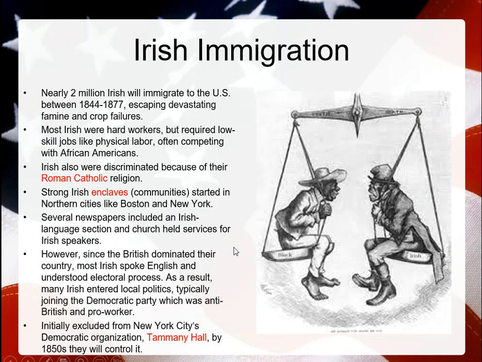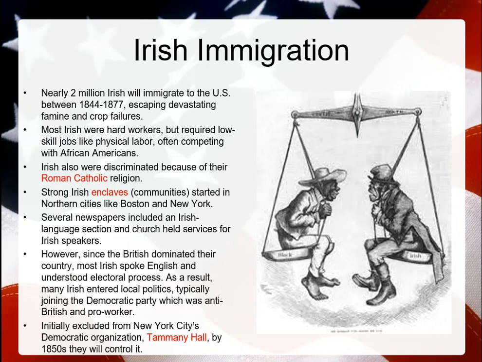All right, so we got a few things happening here. We got Irish who are immigrating to America. You got nearly 2 million Irish who are going to immigrate to the U.S. between 1844 and 1877. And they're going to do that because they're going to try to escape some pretty bad things. Ireland's an island, and you have some plagues that are hitting, some famines in that region, and people are looking for new opportunities. So many people are going to come over from Ireland.